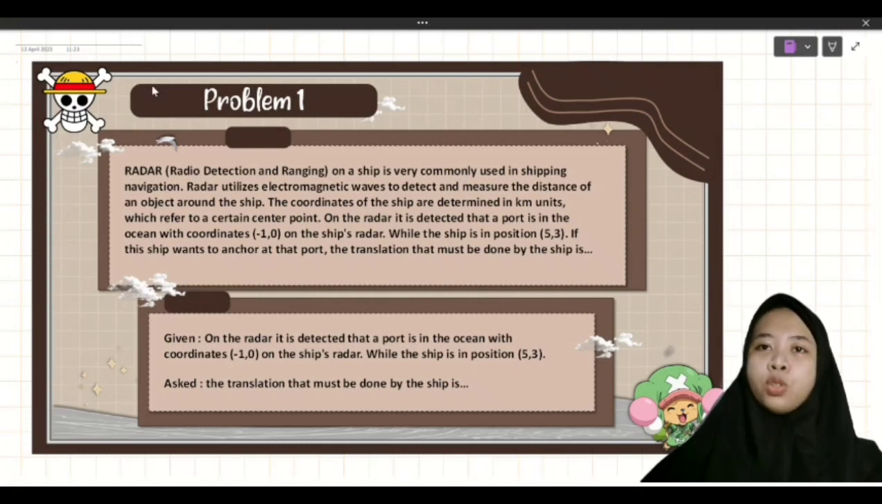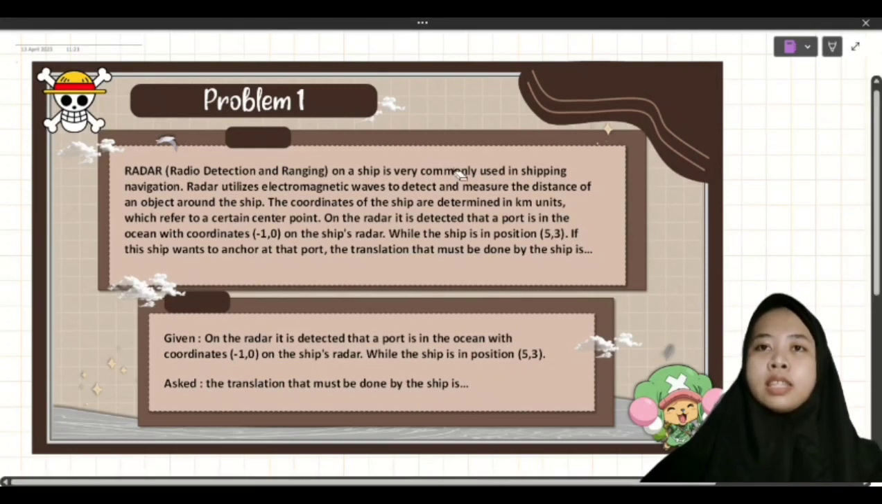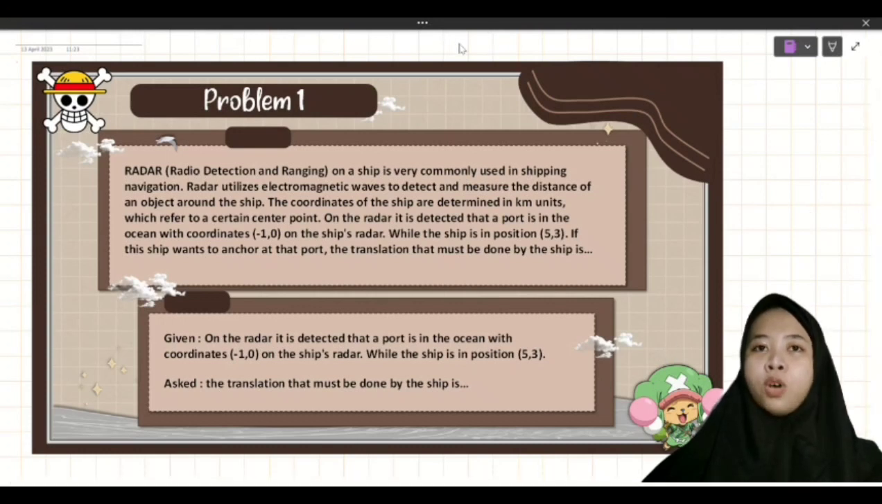If the ship wants to anchor at the port, what translation must be done by the ship? From this problem, we are given that on the radar, the port in the ocean is detected at coordinate -1,0, while the ship is in position 5,3. Also, the question asks for the translation that must be done by the ship.